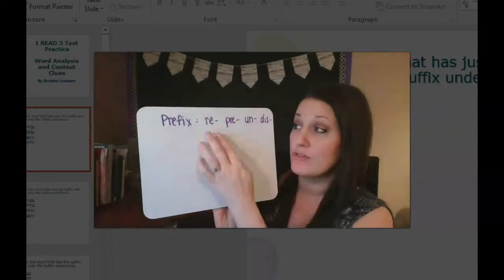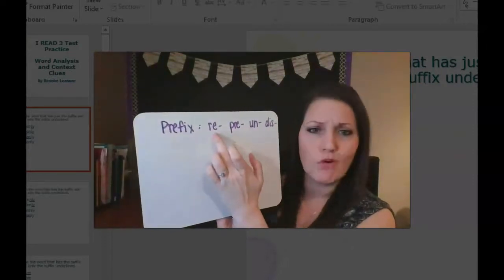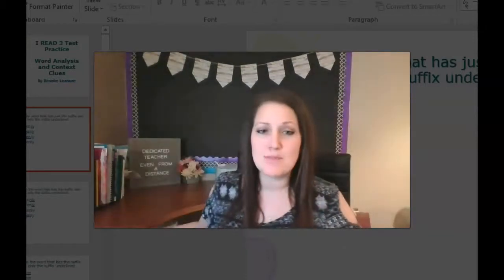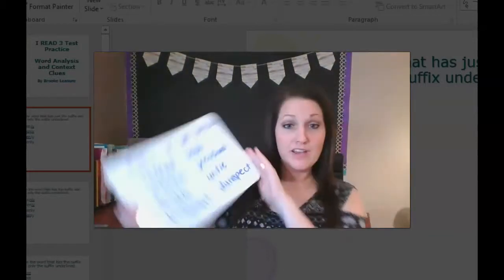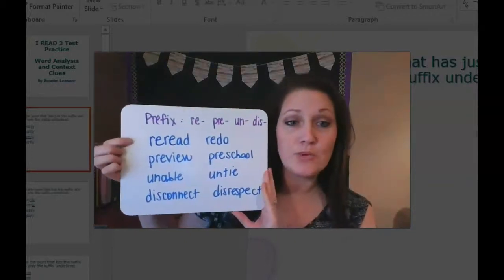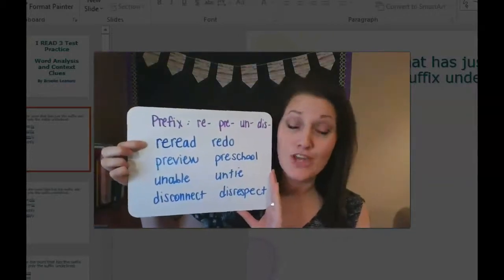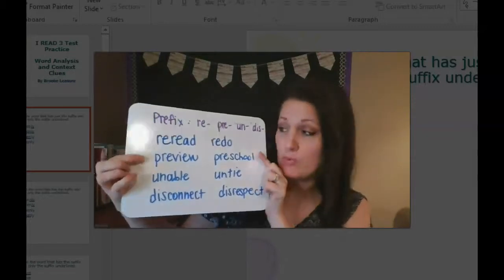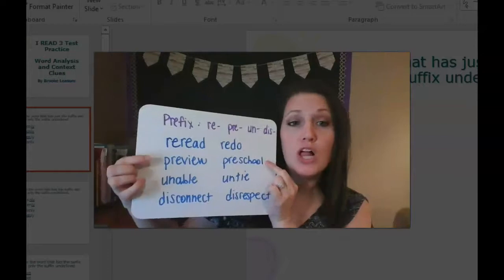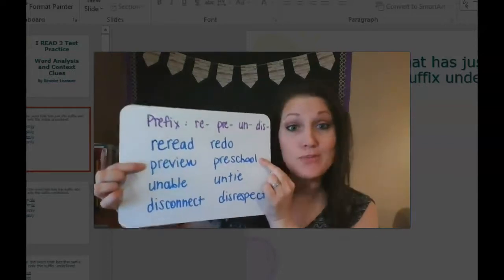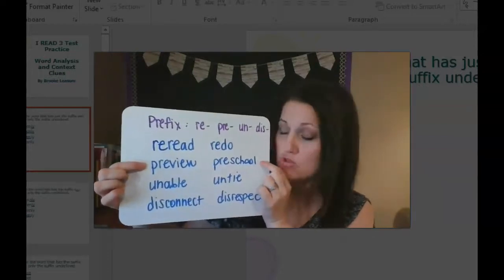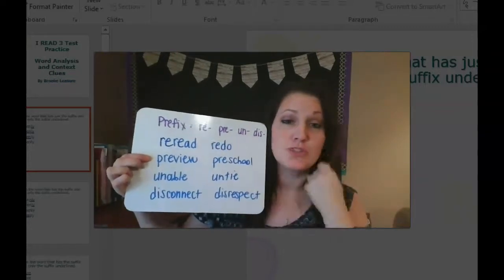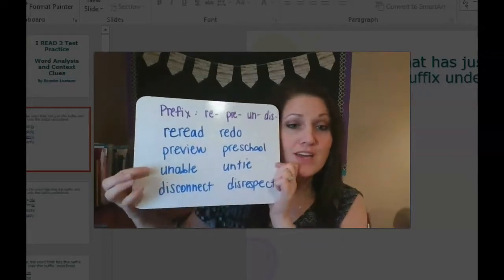So we had some we've learned are pre, un, and dis. So some examples of that are, here are some words: reread, redo. So re means again. Read it again. Pre means before. So preview, preschool. View it before, like the movie. There's previews before the movie. And school, preschool is before you start your actual school learning that's required.